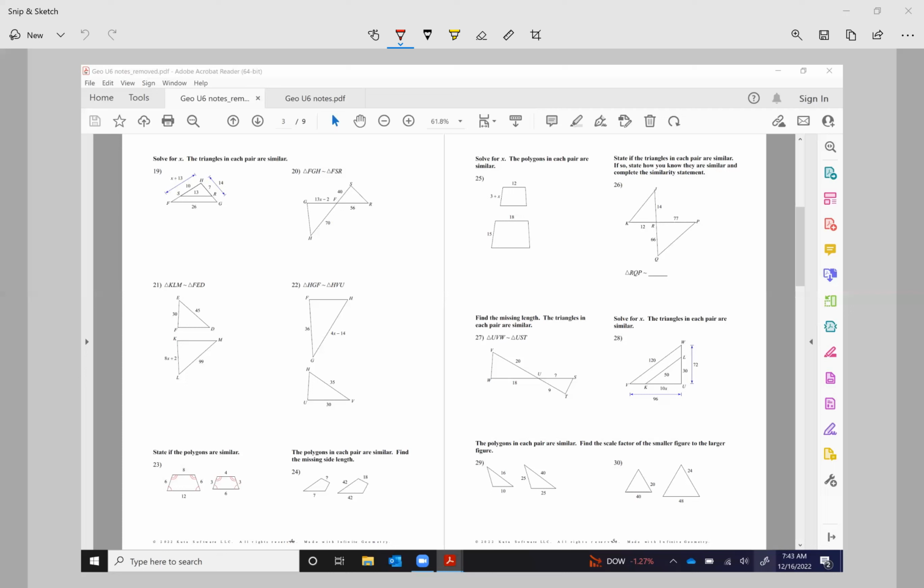I'm going to simplify. The first fraction, 15 over 25, let me divide each number by 5. So this gives me 3 over 5. 24 over 40, let me divide each number by 8. That gives me 3 over 5. So far, so good. 27 over 45, let me divide each number by 9. So I get 3 over 5. Notice how all my fractions simplify to the same thing. So the sides are proportional.